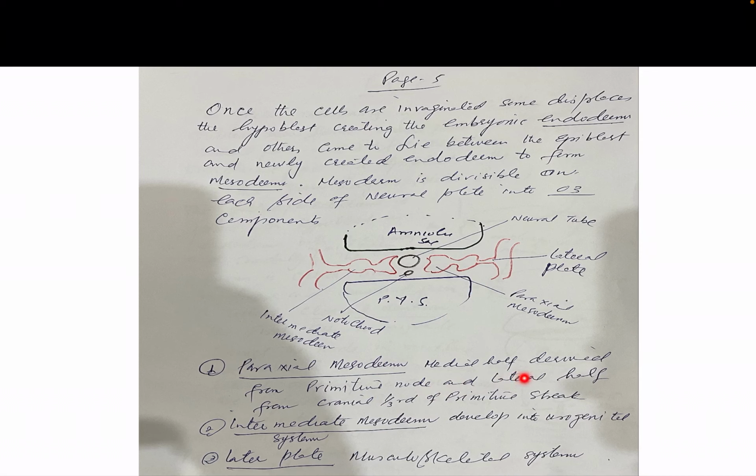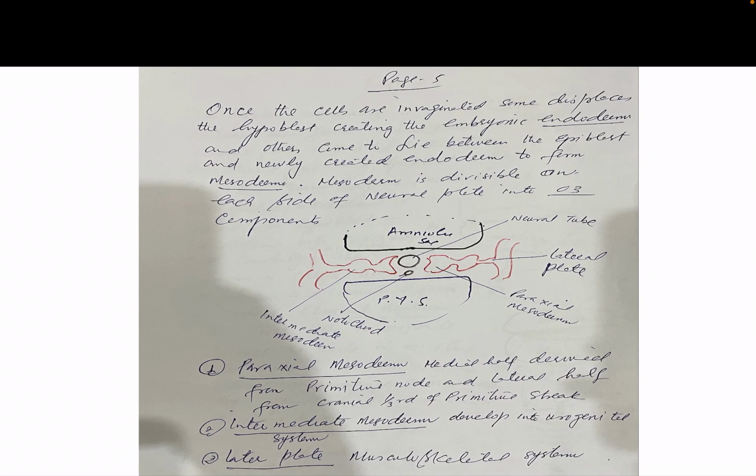Paraxial mesoderm: the medial half is derived from the primitive node, whereas the lateral half is from the cranial one third of the primitive streak. Number 2, intermediate mesoderm develops into the urogenital system, that is the gonads, testes, ovaries, and the kidney and ureter, which are derived from the intermediate mesoderm. Lateral plate mesoderm forms the musculoskeletal system.